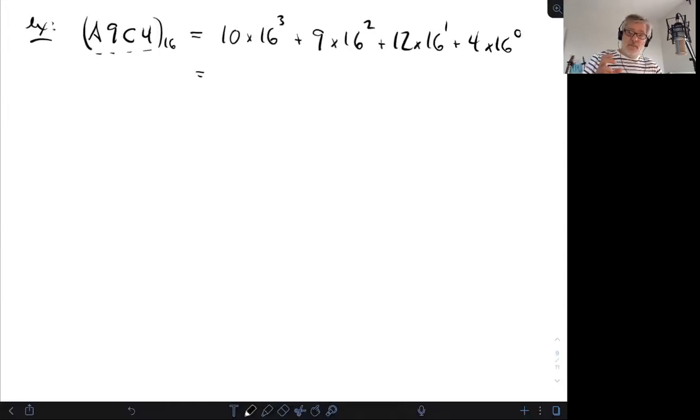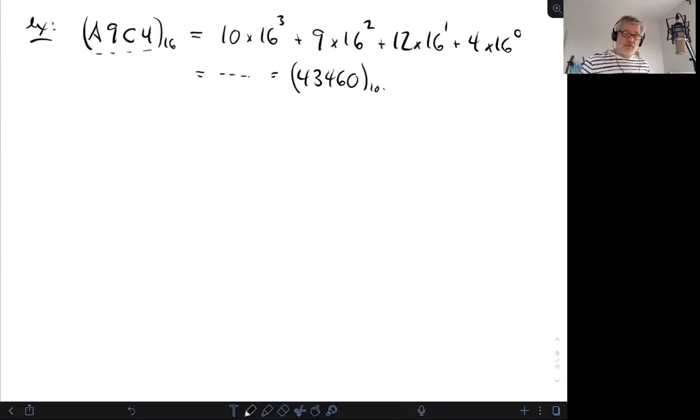So then this is compact, right? Numbers get really big in decimal, much bigger than in hex because the base is bigger. So if you add that all up, you will get 43460. This is in decimal. Okay, so it's a bit more compact than decimal. So how do you convert from hex to decimal? That's the way, right? You read it off.